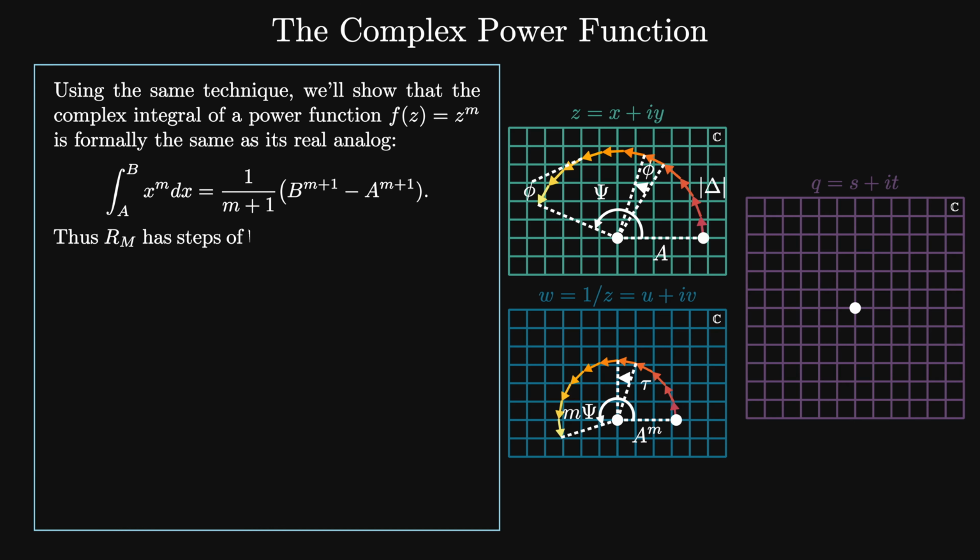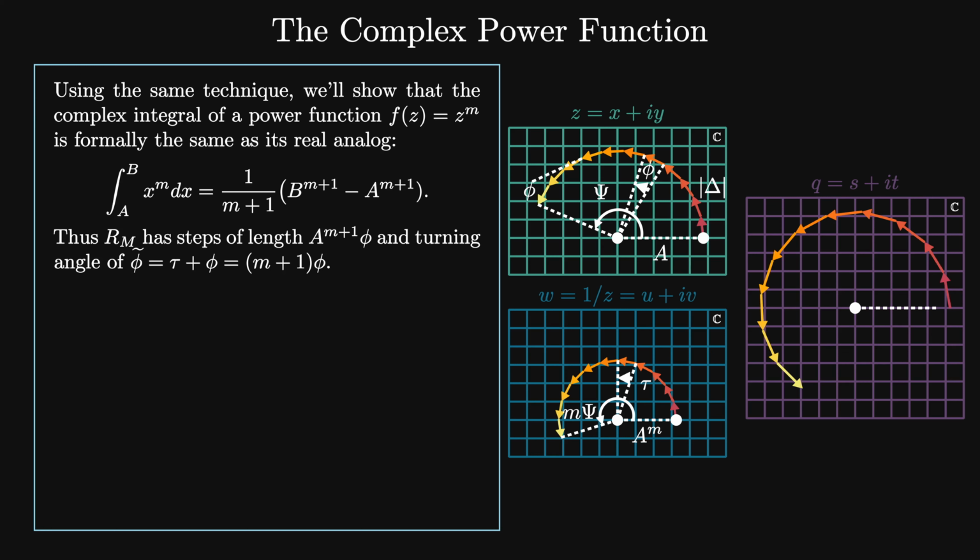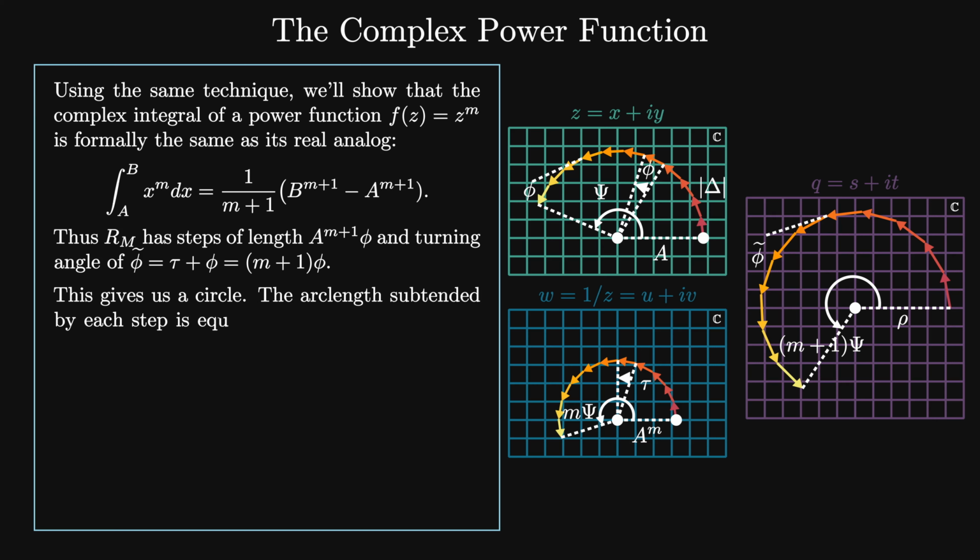Thus, Rm has steps of length a to the m plus 1 times phi, and turning angle of phi tilde equals tau plus phi, which equals m plus 1 times phi. This gives us a circle. The arc length subtended by each step is equal to the magnitude of each step. Rho times phi tilde equals the magnitude of delta tilde.